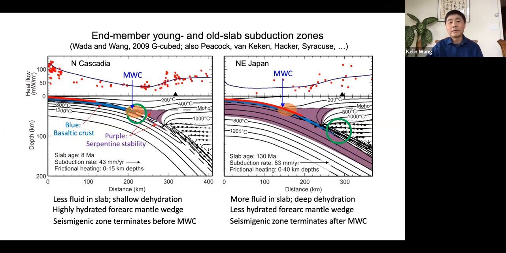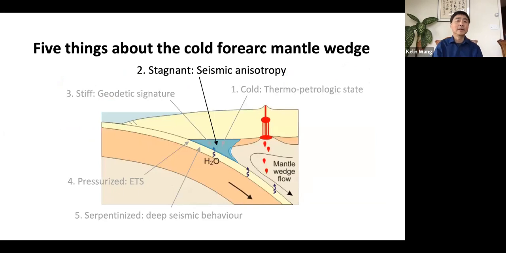And what's the evidence for the Forearc Mantle Wedge being stagnant, not participating in the mantle wedge flow? There's different pieces of evidence, but the most direct evidence is what I'll talk about from my second subject. That's the stagnant kinematic state of the Forearc Mantle Wedge resolved from seismic anisotropy.